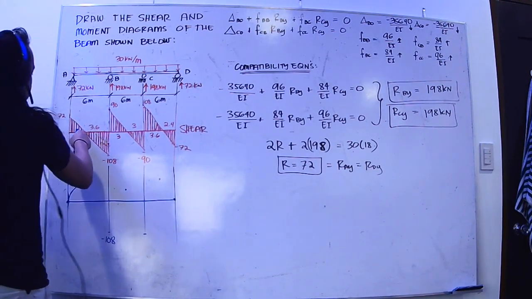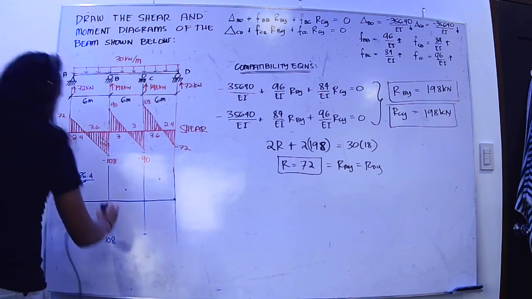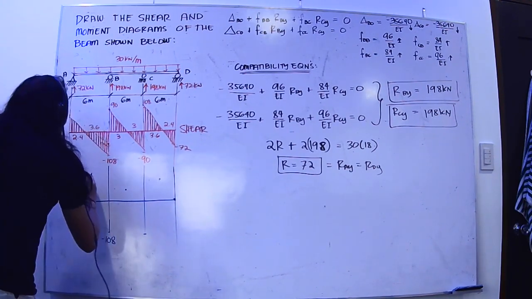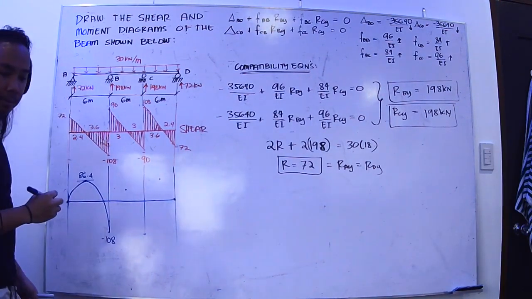This is small, the slope is small, so horizontal. The slope is large, so vertical. So it has a curve. That is what our curve looks like.